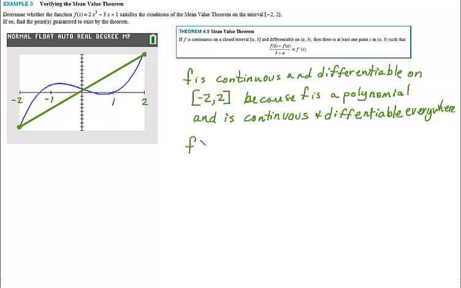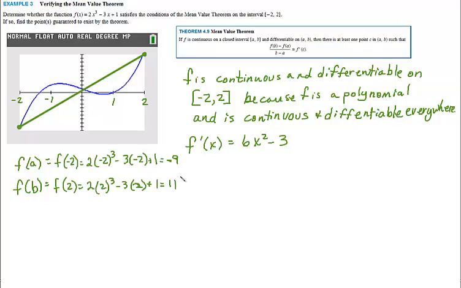F prime of x is, drop my 3, so that would be 6x squared minus 3. I need to find the place where this derivative equals the slope. So what is f of a and what is f of b? I need to go get those values.